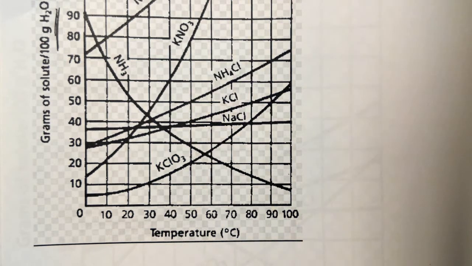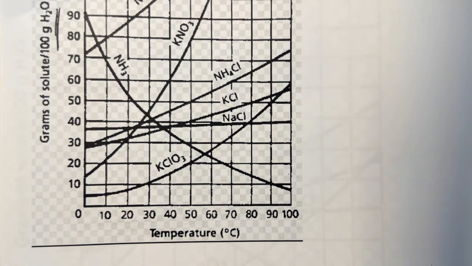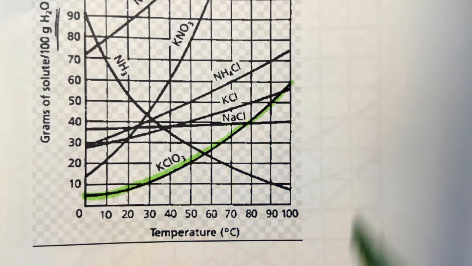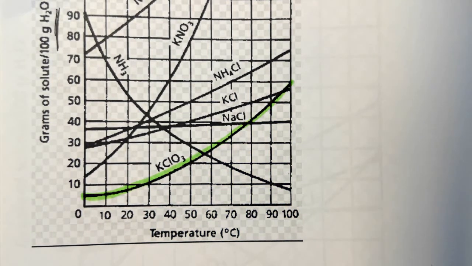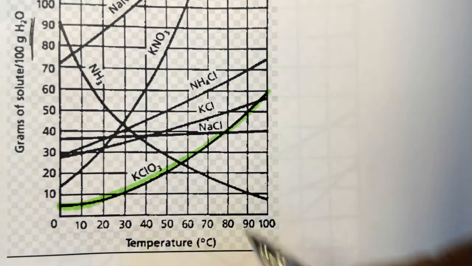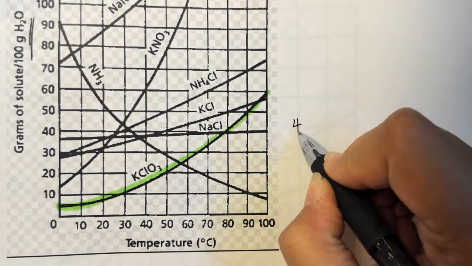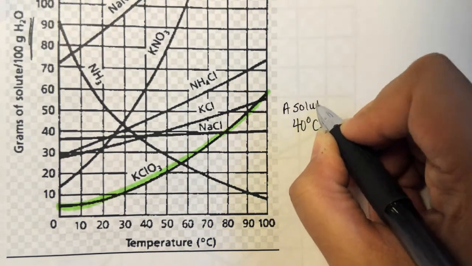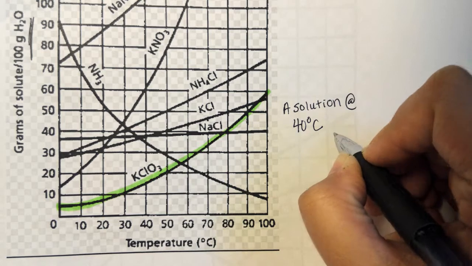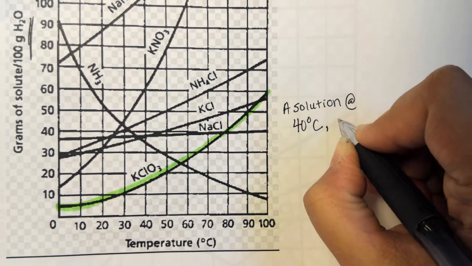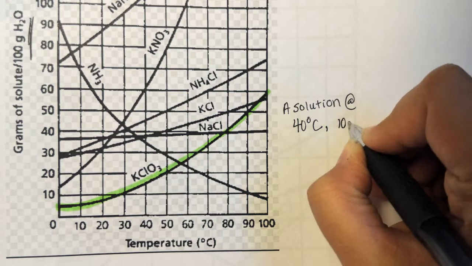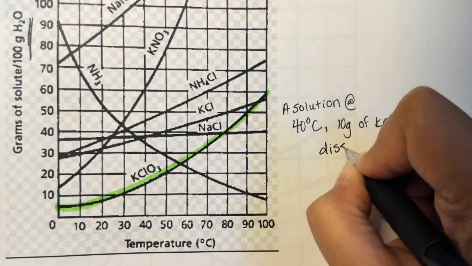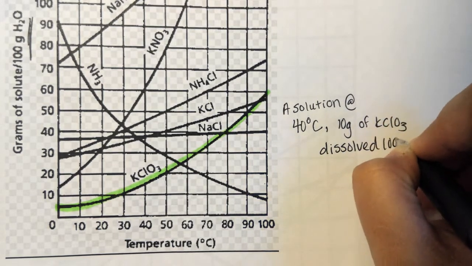And if you have trouble distinguishing between each line, then of course it is best for you to use a highlighter. So I'm going to use a highlighter, and I'm going to give you some examples using potassium chlorate. So first off, if I was looking at a solution at 40 degrees Celsius, and we have, let's say, 10 grams of KClO3 dissolved in 100 grams of water.